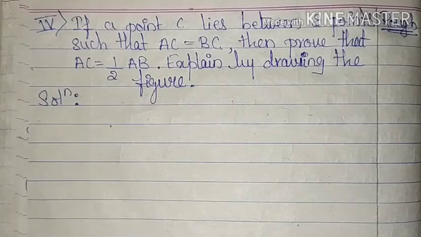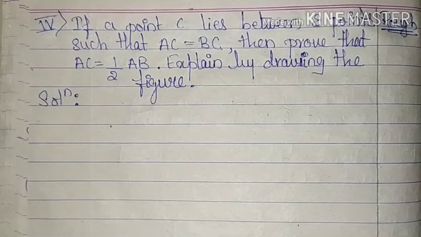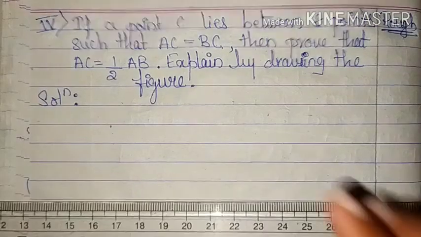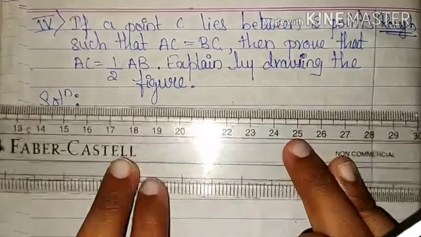Coming to the fourth question, if a point C lies between 2 points A and B such that AC is equal to BC, then prove that AC is equal to half of AB. Explain by drawing the figure. So first let us draw the figure.